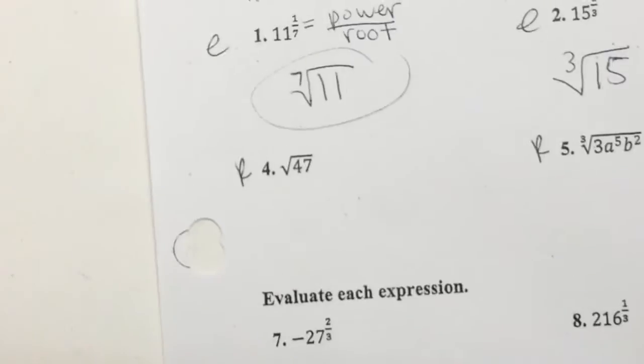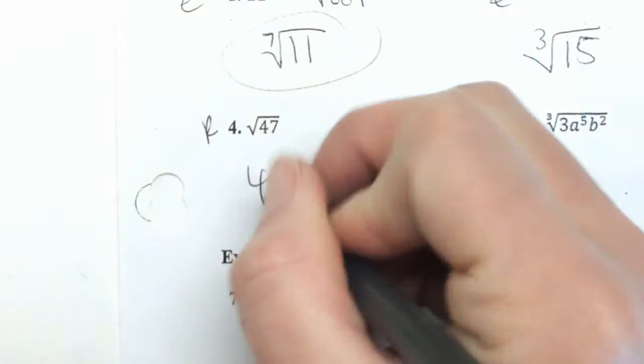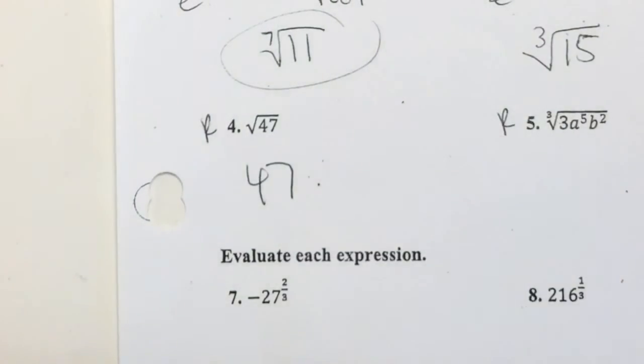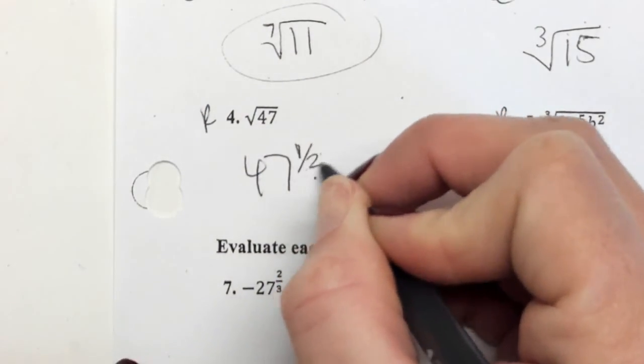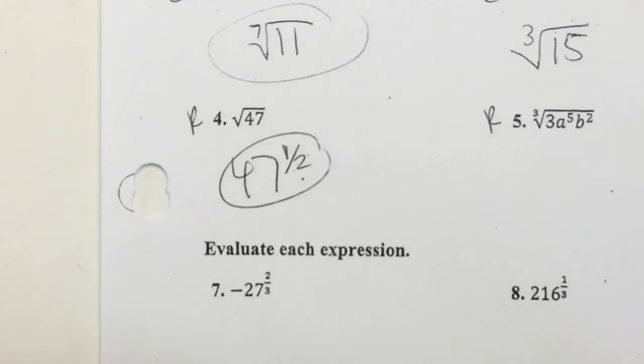Alright, number 4, 47. We know that's going to be our base. For the exponent, we know it's power or root on top? Power. So what's the power of 47? And the root? Good. That's it.